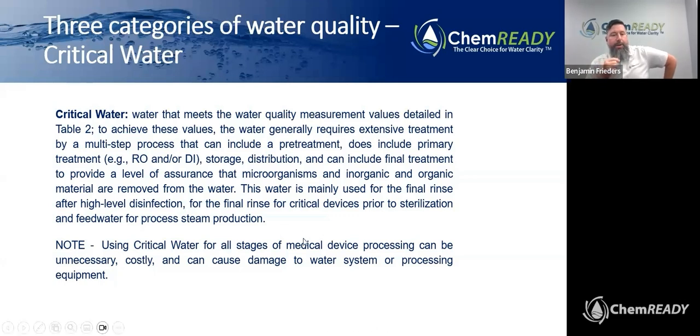The note down here is it's important to understand your individual equipment that you have in your facility. Using critical water for all stages of medical device processing is not encouraged. It's unnecessary, and it can actually cause damage to your equipment. It's important to contact your local equipment rep or manufacturer rep to understand what quality of water those devices should take. We don't talk too much about that in this webinar, but we're happy to have a conversation about the specifics of that as well.